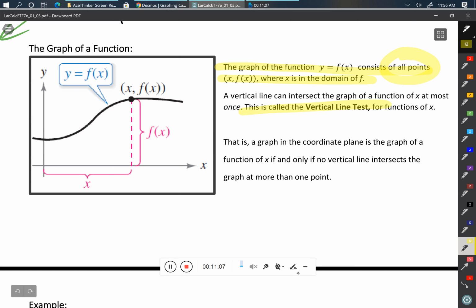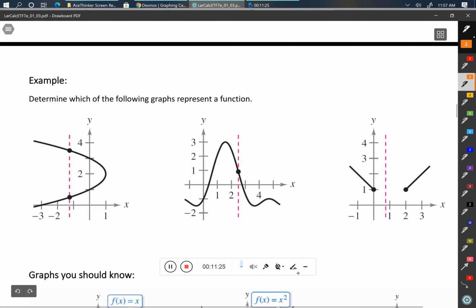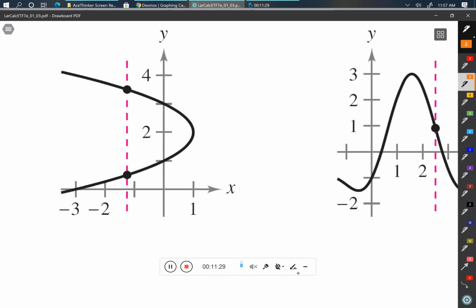The vertical line test says that if you pass a vertical line over your graph, if it only intersects at one point, then you have a function. Or it could intersect at no points too. That would work too. It can't intersect at more than one. Okay? So, for example, is that a function? And the answer would be no, because there are two intersection points.